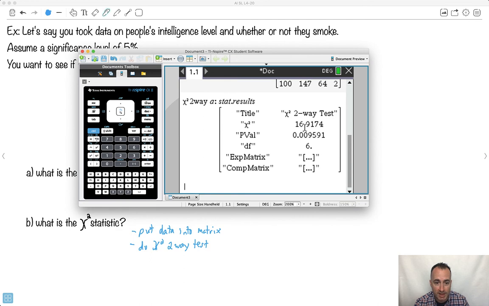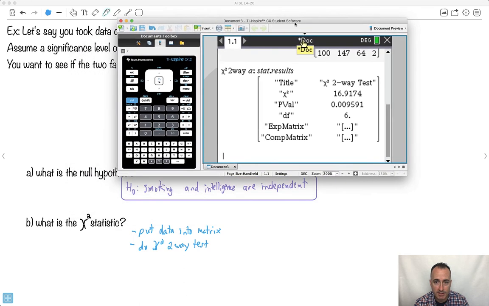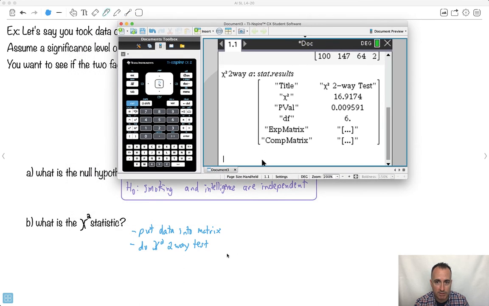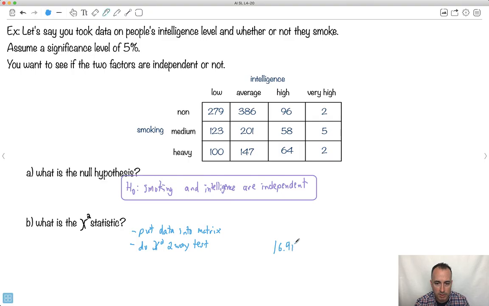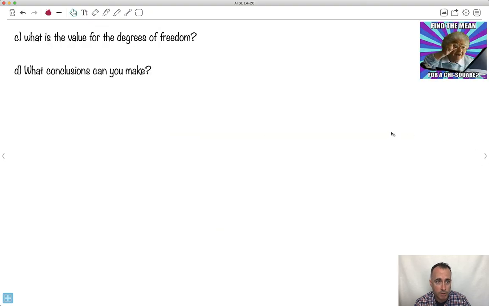Do you notice it gave me everything I needed? It gave me chi-squared. Which, by the way, that's what they were asking for here. So it's 16.9174. Okay, so 16.9174. It's not a bad idea to give all the decimals. Well, you could do 3 significant figures. But actually, for this stuff, I try to keep all the decimals I can. So this is your chi-squared statistic. All right, so what? Well, now we've got this one. What's the value for degrees of freedom? Like this, find the mean for chi-squared.